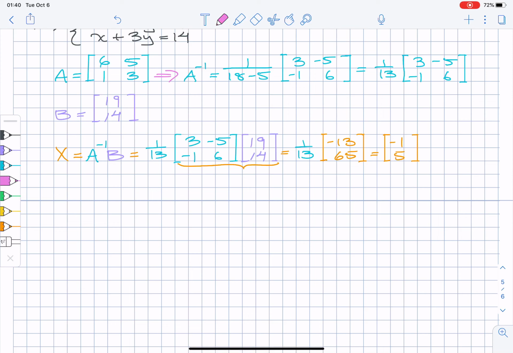Okay, so I claim that we get the point -1, 5 is the solution in the plane where these two guys meet. And I think I've had enough of this section. I'll see you in the next.